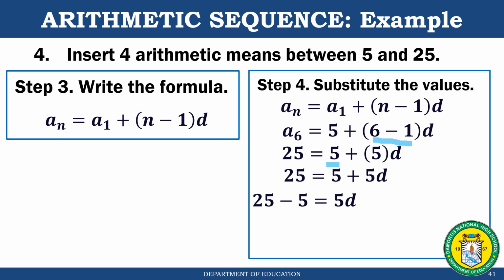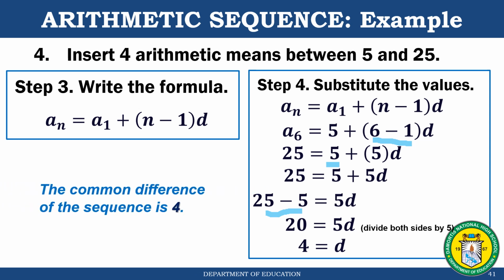And we subtract 25 minus 5. There. The answer is 20 is equal to 5d. Then to find for the value of d, we're going to divide both sides by 5 to cancel the coefficient of d here, which is 5. Okay, so 20 divided by 5, the answer is 4. So the common difference is 4.